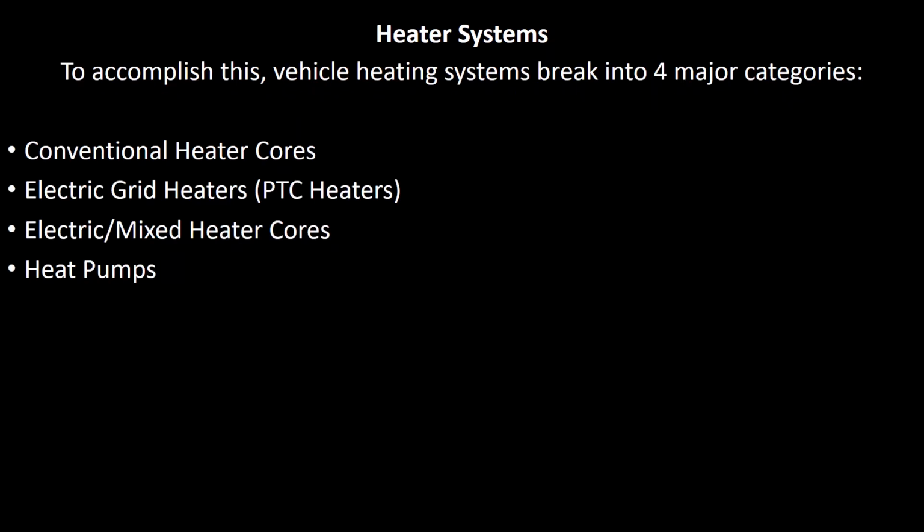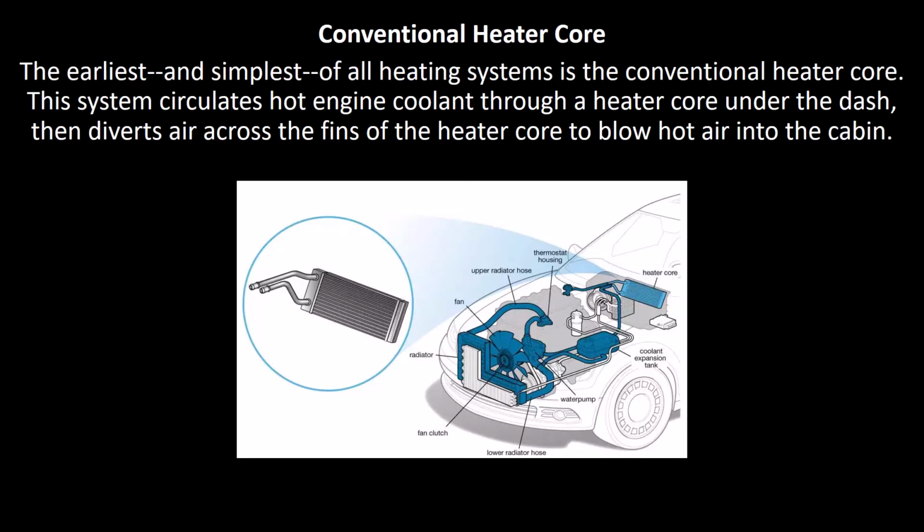To accomplish this, vehicle heating systems break into 4 major categories. 1, we have conventional heater cores. 2, we have electric grid heaters, sometimes referred to as PTC heaters. 3, we have electric or mixed heater cores. And 4, we have heat pumps. Let's start with the conventional heater core.